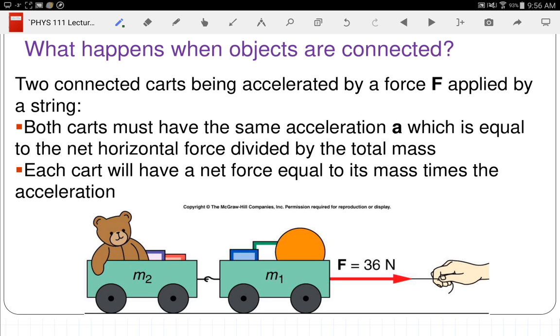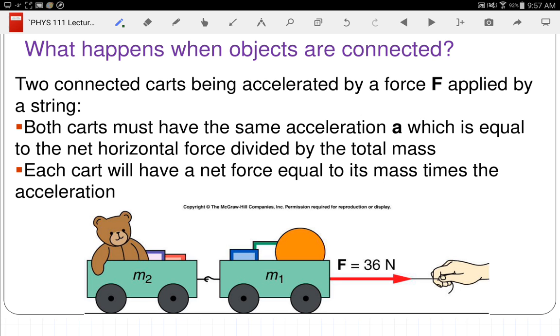When you pull it initially, the front one moves, but then when the back of the front one starts to move, it pulls the second one. So once we've got past that, once it's been transmitted to the second one, how's the acceleration of the first one compared to the acceleration of the second one? They're the same, because they're going to have the same velocity change over the same time.